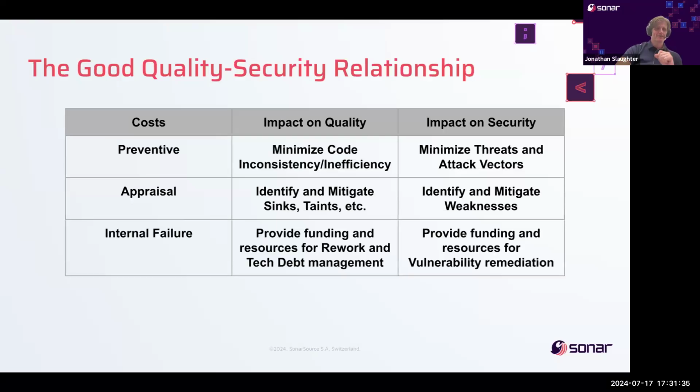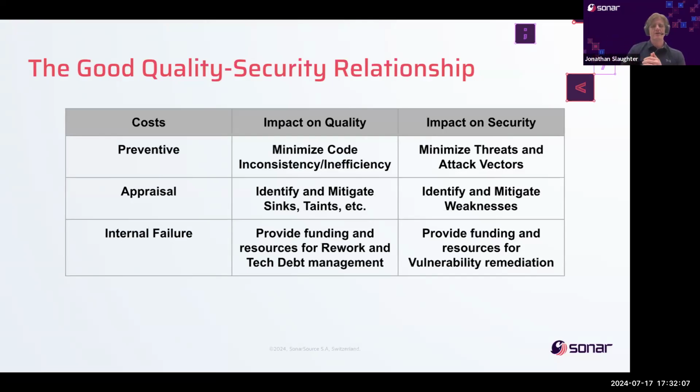And then you get into the internal failure. This is where you start looking at things like, and these are the costs for making up for poor quality, providing funding for resources for rework and tech debt management. So I have a limited number of software developers and engineers. I have a product that needs to constantly move forward. I need new features. I've got to keep up with the market space, but I've got this growing amount of technical debt. So I'm constantly having to do service packs, constantly having to go back and refix things, which means I'm missing deadlines. It's making it very hard to compete.